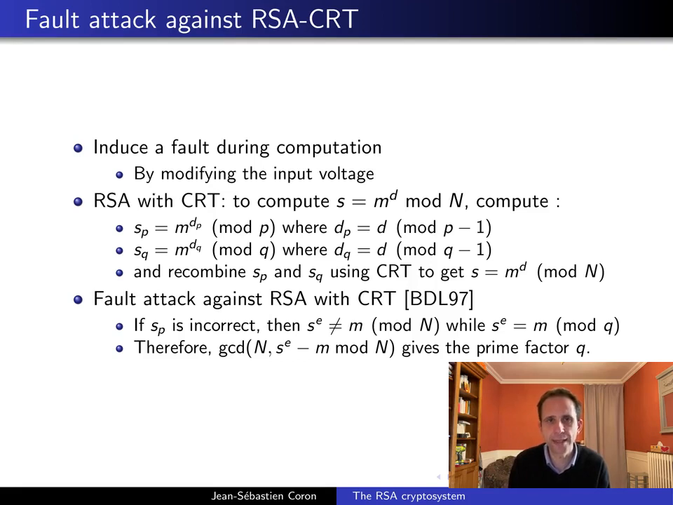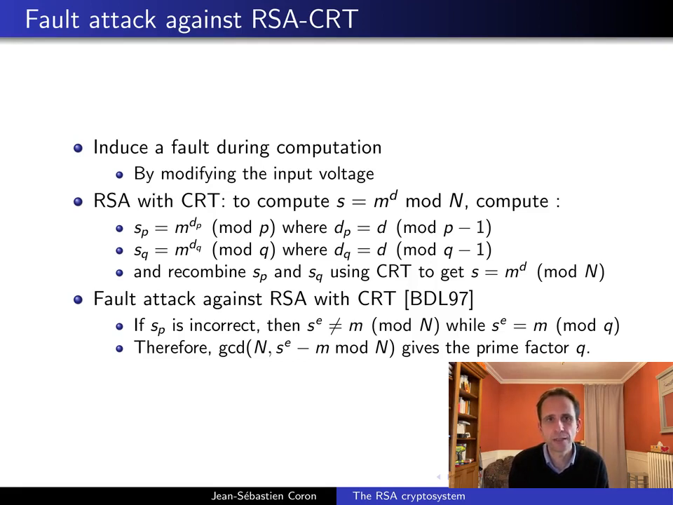So the fault attack is quite simple. We can induce some fault during the computation of, for example, S_P. So in that case, S_P will be incorrect. S_P should be equal to M to the power of d_P, but using a fault, for example by modifying the input voltage, this S_P value will become incorrect. So this implies that eventually the signature that we are going to compute will be incorrect. It means that S^e will not be equal to M modulo N.